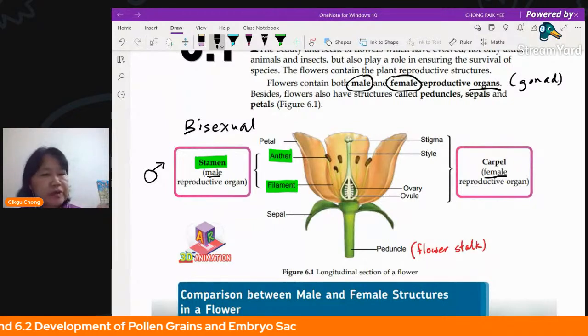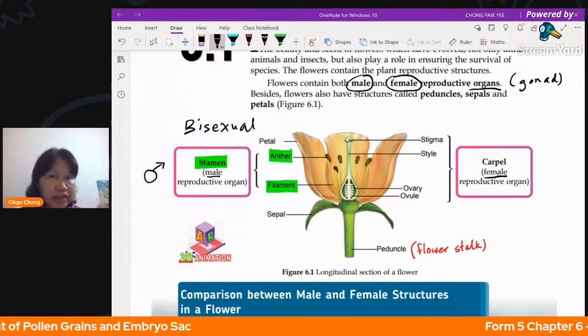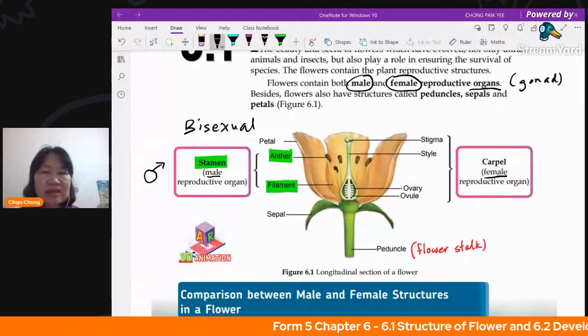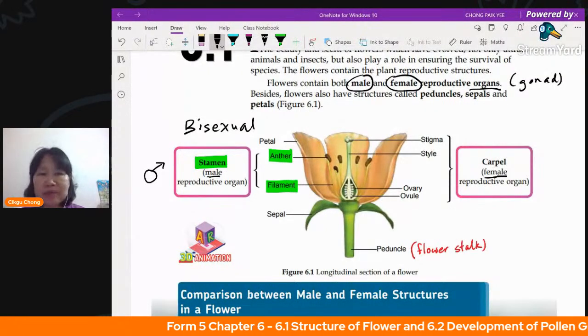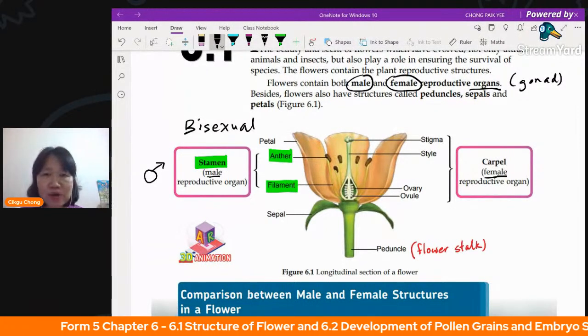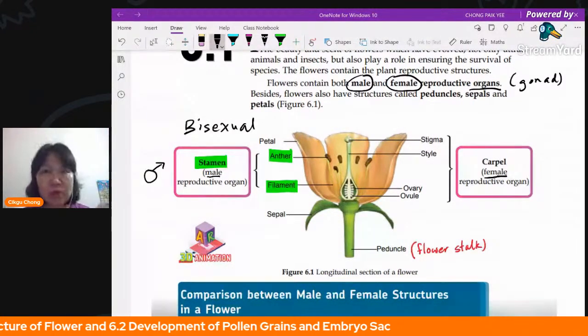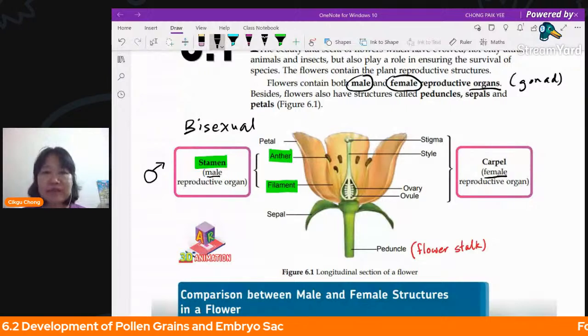Now, how to remember? Very simple. It is like a hunter. The arrow represents a hunter. Traditionally, the men go out hunting, and they bring back the meat or the animal carcass, and the female at home will cook it. This is the caveman theory.